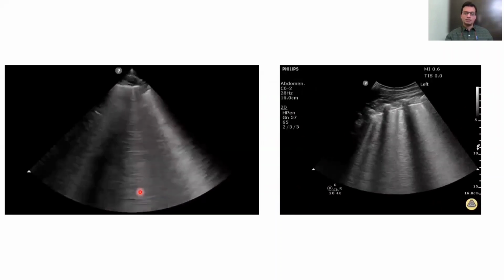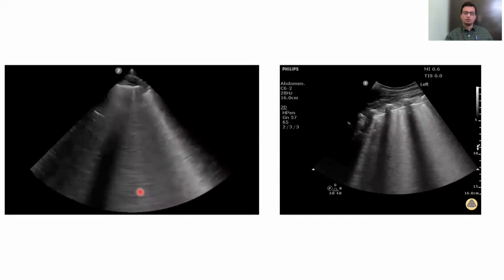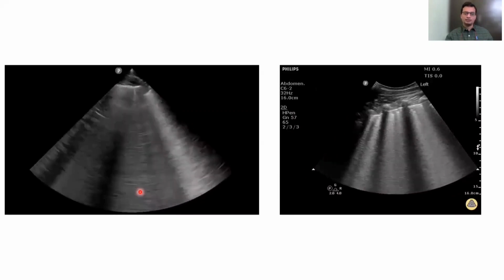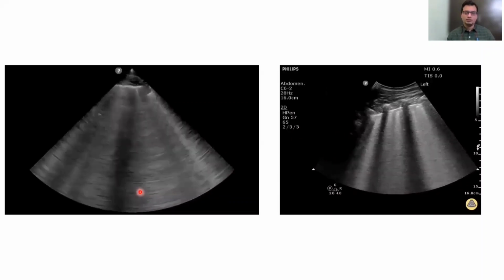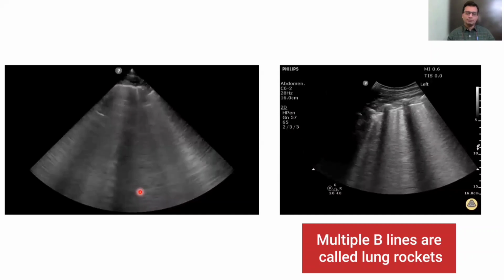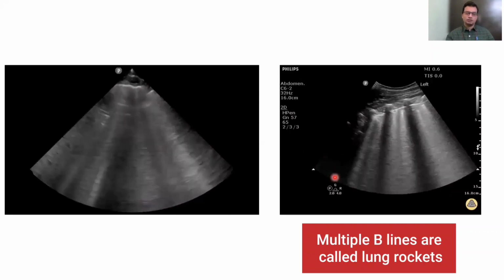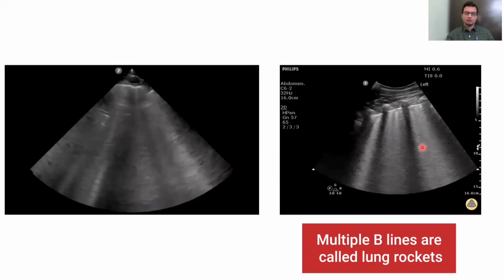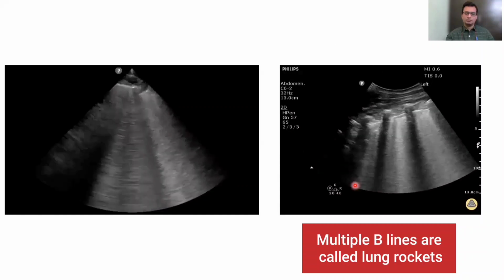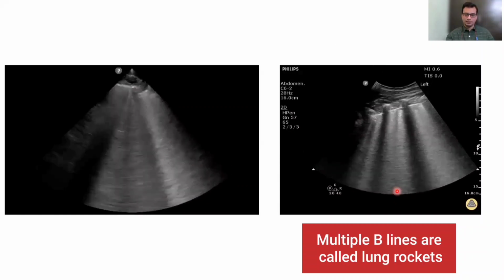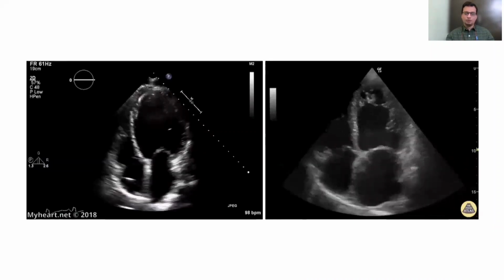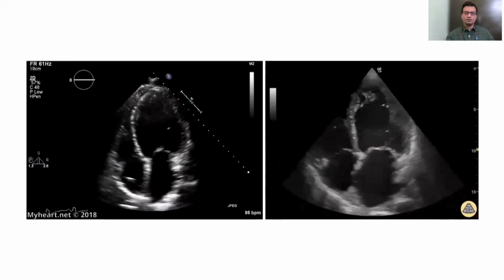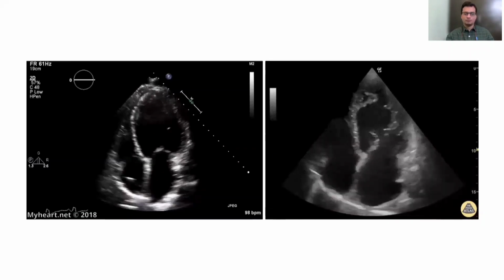And all these criteria make it always possible to recognize the B lines from other comet tail artifacts like E lines or Z lines. So the DDs of B lines are E lines and Z lines. Multiple B lines are called lung rockets. You can see in the right image over here, there are multiple B lines, lung rockets, indicating the interstitial syndrome. Looking at the four-chamber view would show the poor LV function and suggestive of the cardiogenic shock.